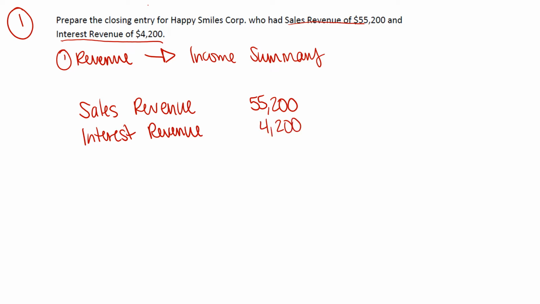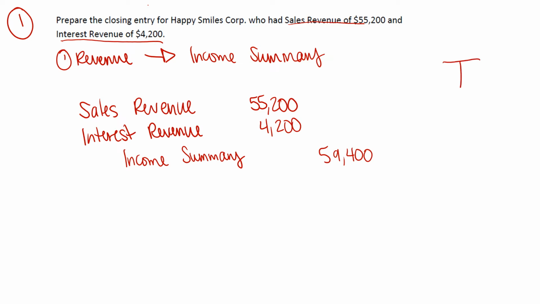$4,200. And then since we're closing those balances or moving them over to income summary, we credit income summary for the total amount. That way our journal entry will balance. So the total amount there is $59,400. So after this journal entry takes place, revenues will equal 0.